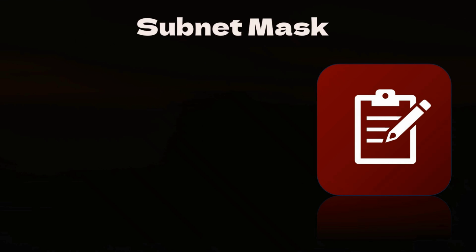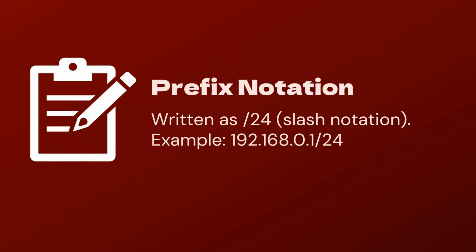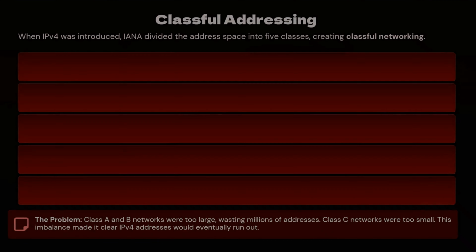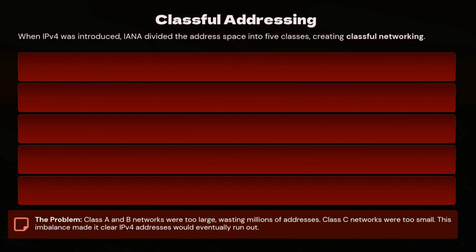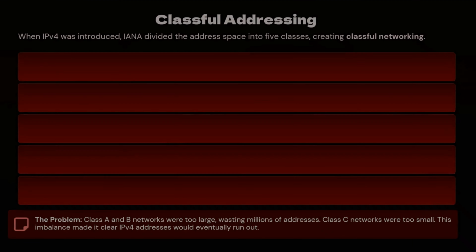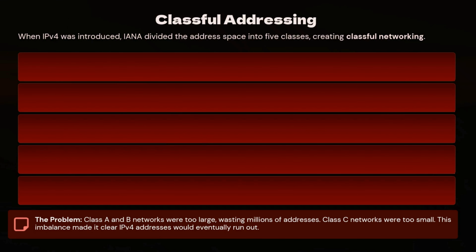Now, this is often written in prefix notation as /24, for example, 192.168.0.1 with a /24. So IPv4 addressing isn't just about random numbers. Each address is carefully structured into network and host portions, with the subnet mask defining how big or how small each subnet can be. Understanding these basics is the foundation for subnetting, routing, and IP address planning.